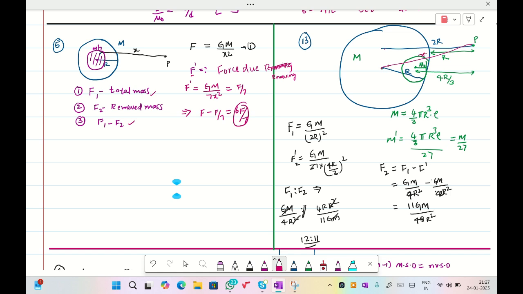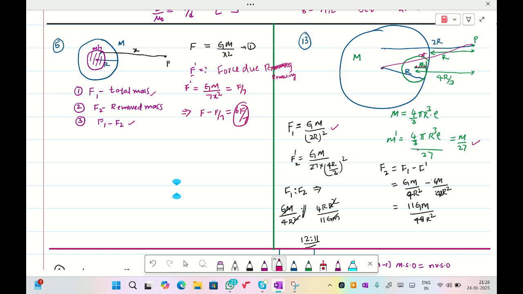So now the force due to the overall mass is equal to GM by 2R square. Some mass from the periphery they are removing like this. The removed part has radius R by 3, so its mass I have to find out. How much mass? That is M by 27 mass is removed. So as we discussed here, the force due to the removed mass you have to find out.